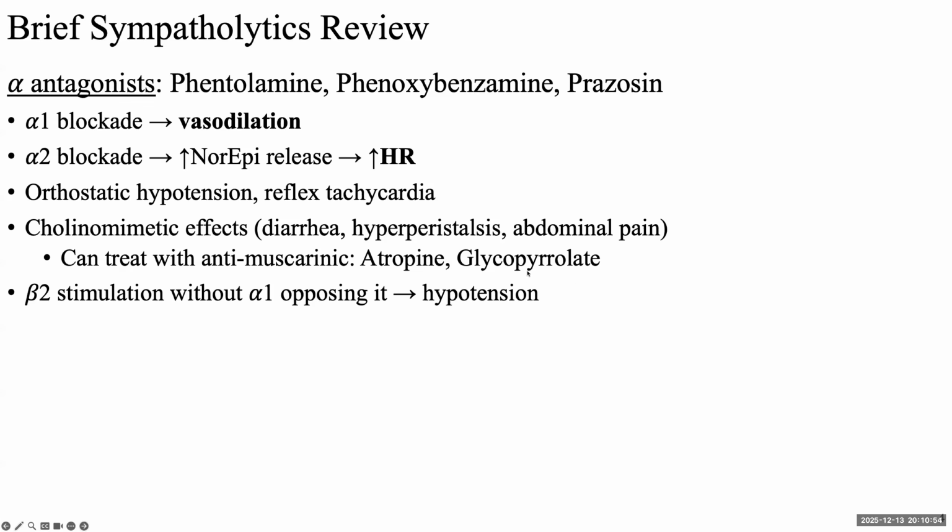And remember, again, we have a situation where we end up stimulating beta 2 without any alpha 1 activation available to oppose it, we could get hypotension as a result of skeletal muscle vasodilation.